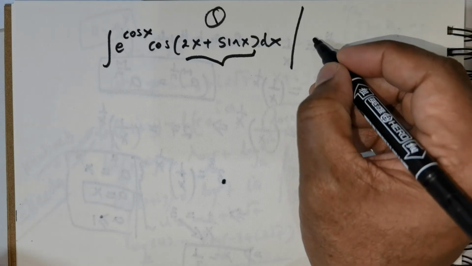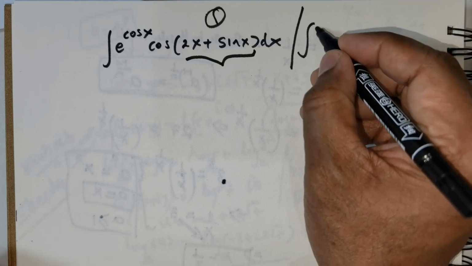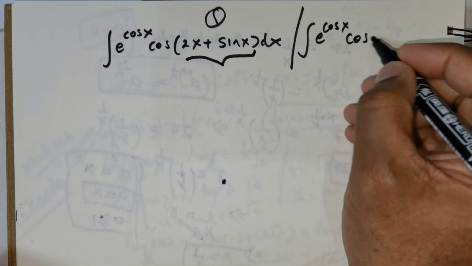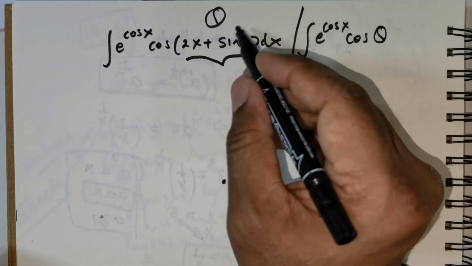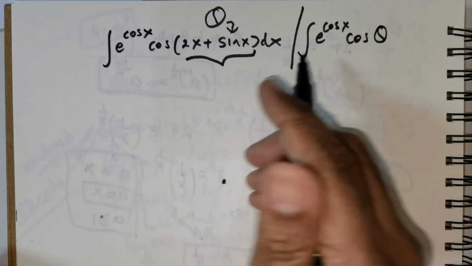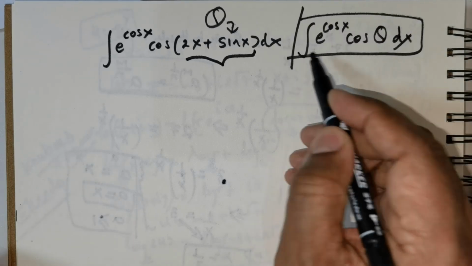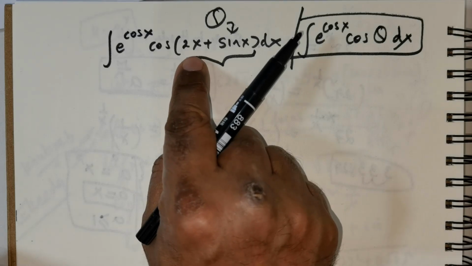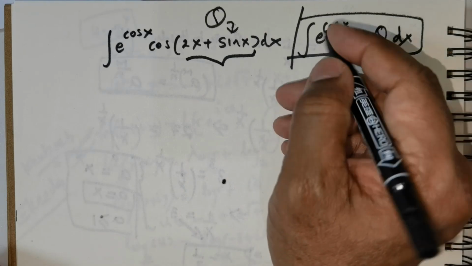Actually what they have given us is the integral e raised to the power of cos x times cos of some angle theta, but of course our theta is nothing but 2x + sin x. So that is how you need to view this particular question. So don't be intimidated by seeing 2x + sin x. That's all I want to tell you.